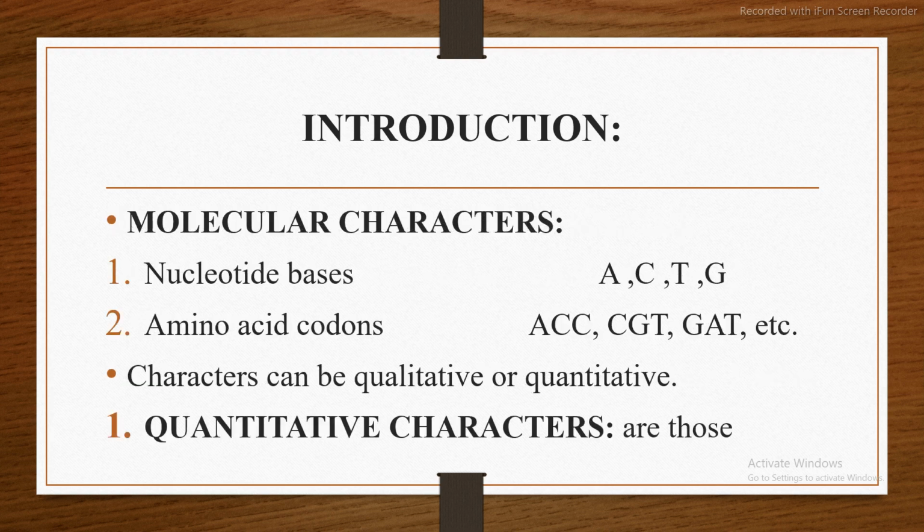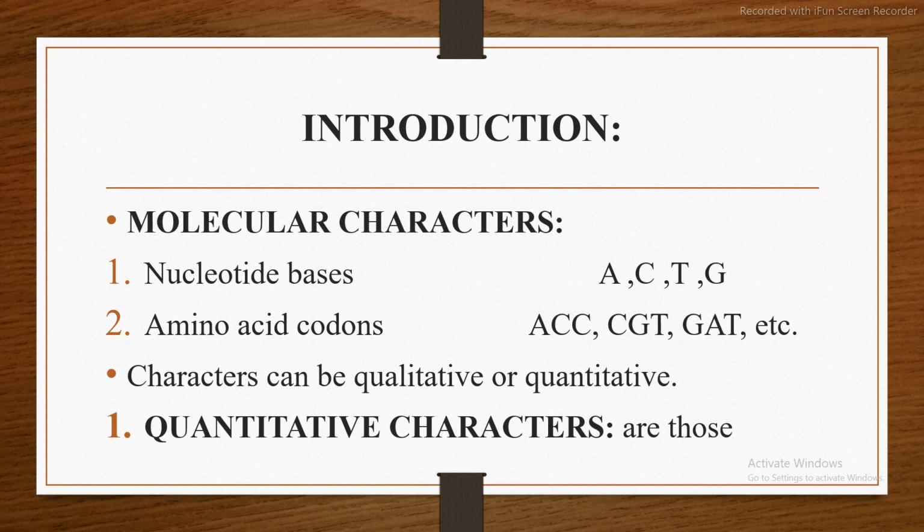Next are molecular characters. Molecular characters are, for example, nucleotide bases: adenosine, cytosine, thymine and guanine. Second are amino acid codons like ACC, CGT, GAT, etc.